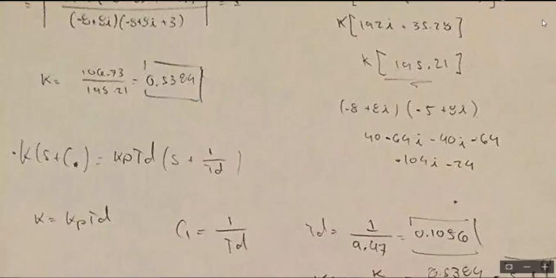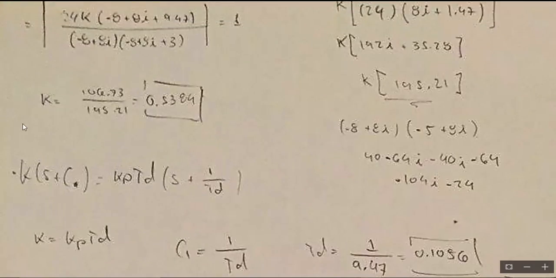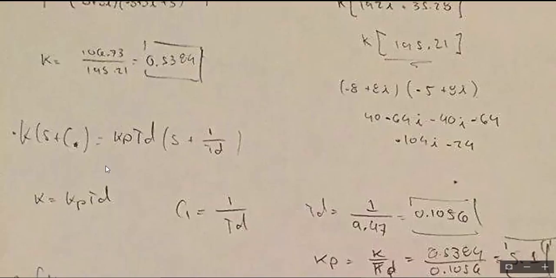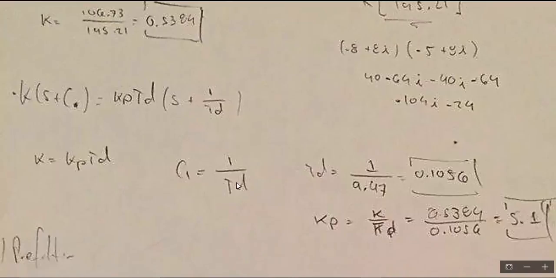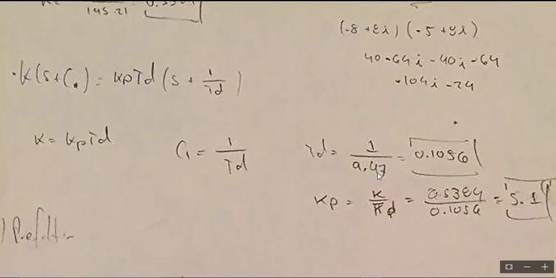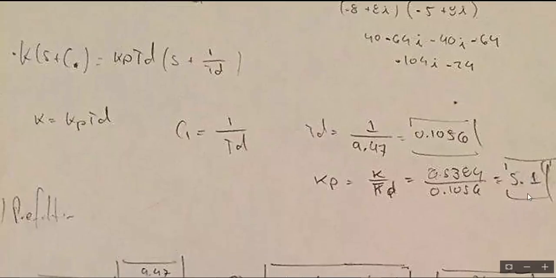Well, as we know, we have right here the value of k and the value of c1. So as a formula, we know that a PD compensator has this formula, and we clear some values. Right here we can see that k is going to be equal to kp and td, and c1 is going to be equal to 1 over td. We clear the td because we know the c1 right here, and we calculate. We got the value of td that is going to be 3.105, and after this we calculate the kp is going to be equal to 5.1.